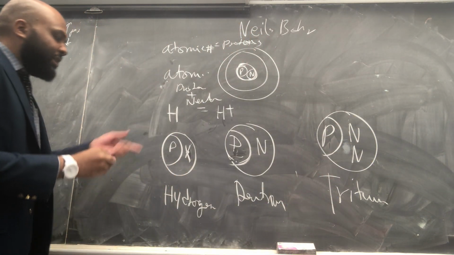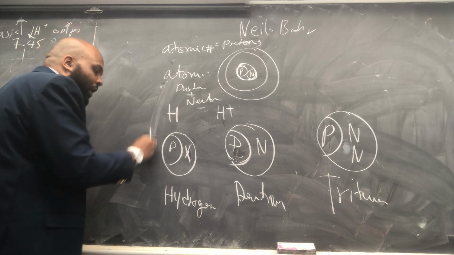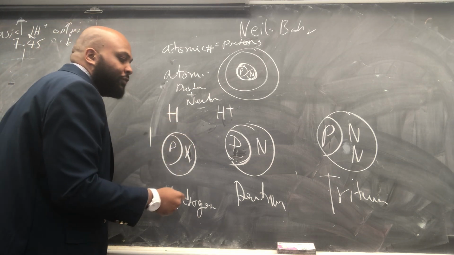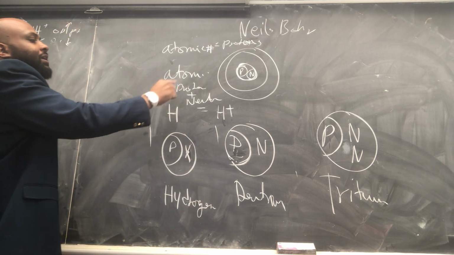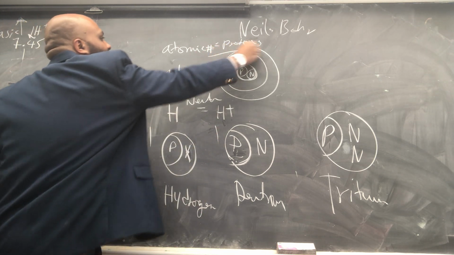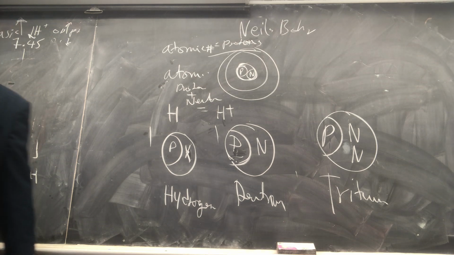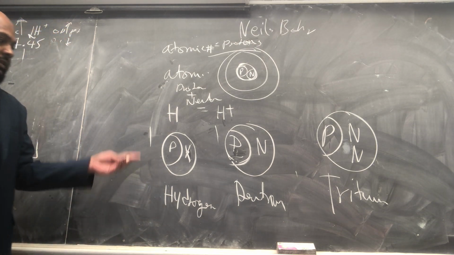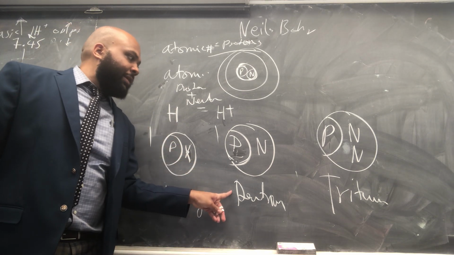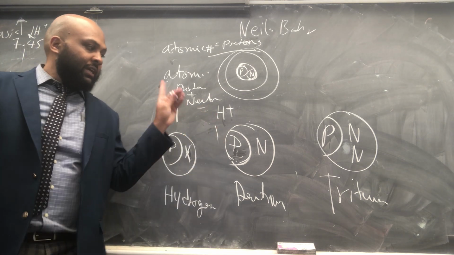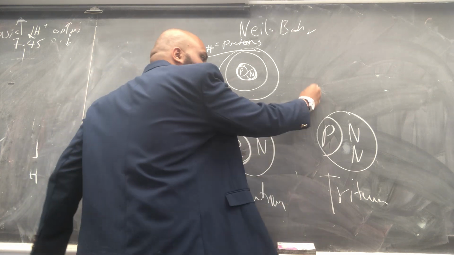So what is the atomic number for hydrogen? 1. What is the atomic number for deuterium? 1. The atomic number is the proton number only. So the hydrogen atomic number is 1. Deuterium atomic number is 1. Tritium atomic number is 1.